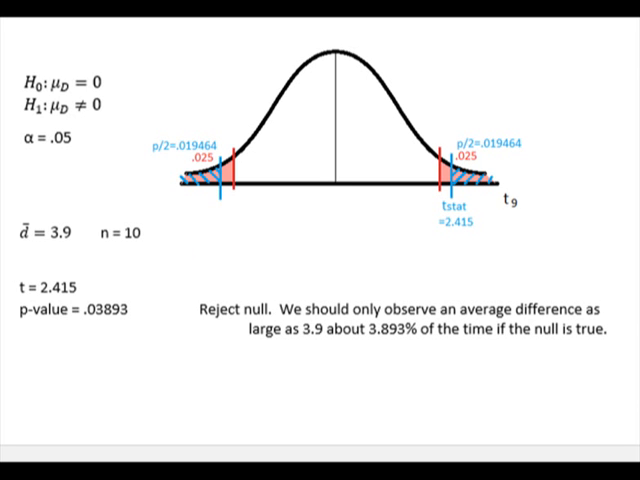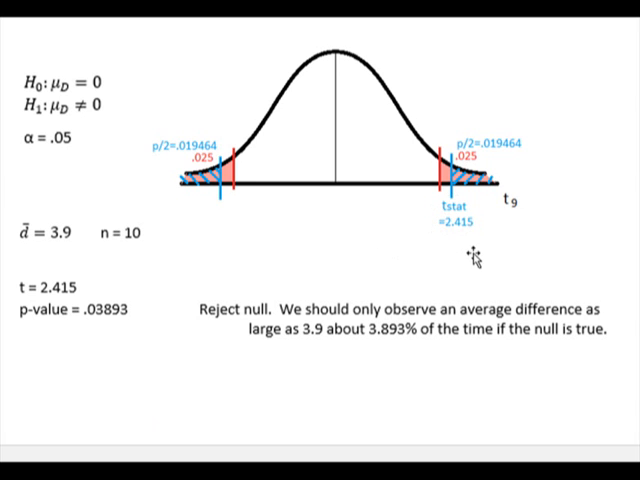And for our results of the 10 observations of changes in sales, we have a mean of the differences, something like x bar, we're going to call it d bar for the average of the differences, of an increase of 3.9 between June and August. And with some standard deviations and some standard errors, that corresponds to a t-statistic of 2.415, which is shown right here in blue.